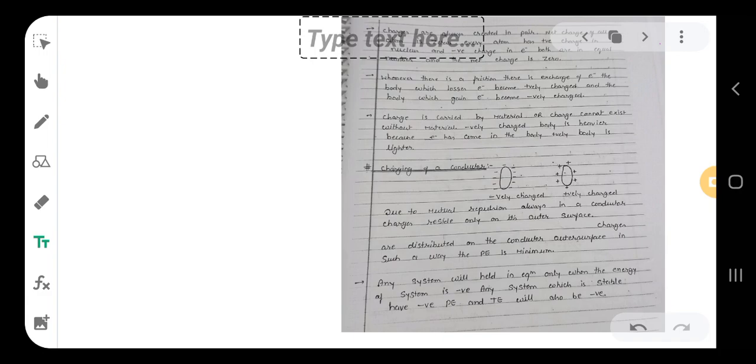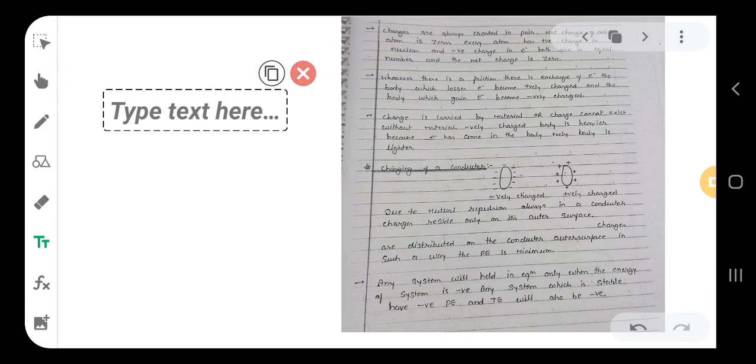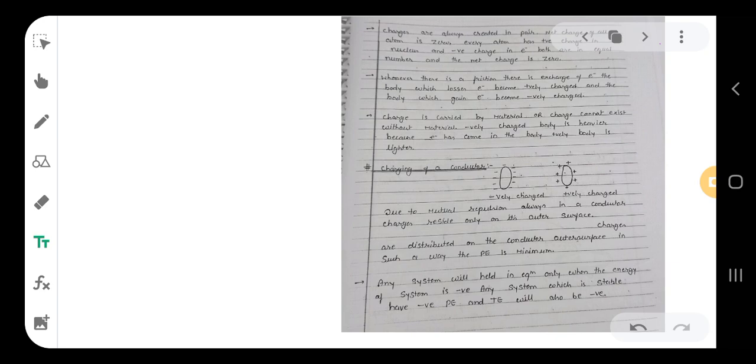So here you can see charges are always created in pairs. We have two types of charges: one is positive charge and the other one is negative charge. In every atom there will be an equal number of positive charge and negative charge, hence it will be neutral, and there is a positively charged nucleus inside the atom.